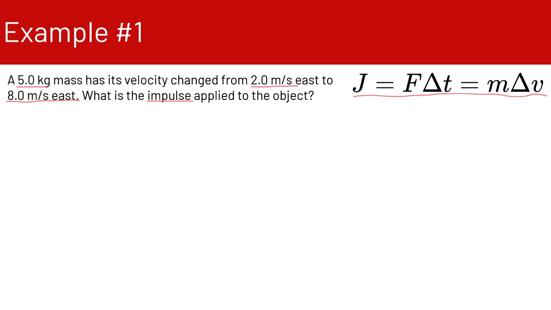All right, so here we have mass and velocity. So we're going to use this part of the equation. So we have impulse is equal to mass times delta V. So delta V, remember, is equal to velocity final minus velocity initial. And here we have the velocity is changed from 2 meters per second to 8 meters per second east. So our final velocity is equal to 8 meters per second east, and our initial velocity is 2 meters per second east.